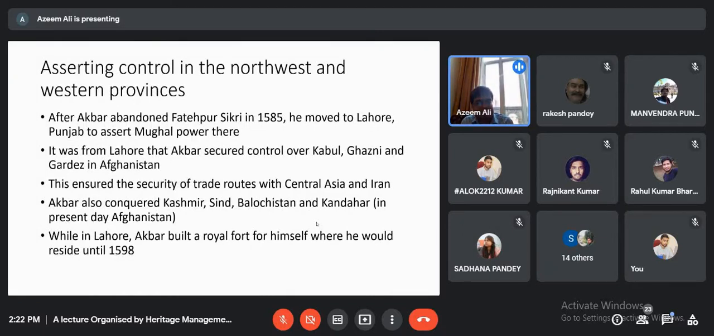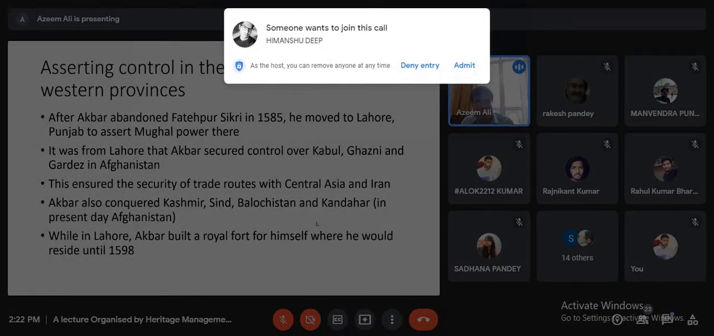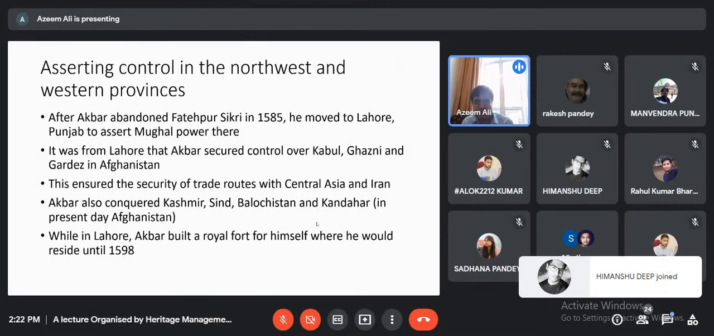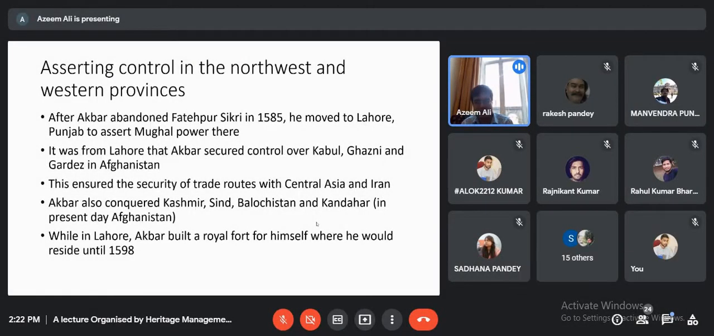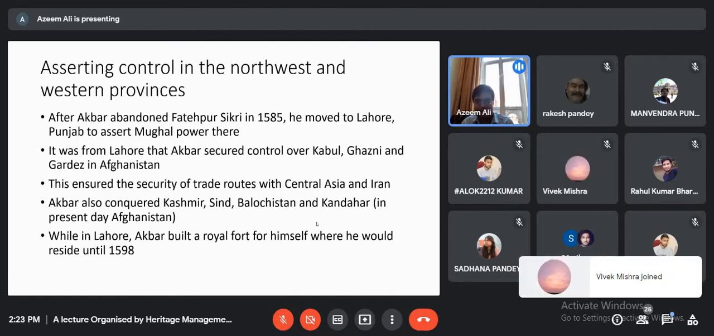After Akbar abandoned Fatehpur Sikri in 1585, he moved to Lahore in Punjab to assert Mughal power there. And it was from Lahore that Akbar secured control of Kabul, Ghazni and Gardez in Afghanistan. And this ensured the security of trade routes with Central Asia and Iran. Akbar also conquered Kashmir, Sindh, Balochistan and Kandahar, which is now in Afghanistan. And whilst in Lahore, Akbar built a royal fort for himself where he would reside until 1598.